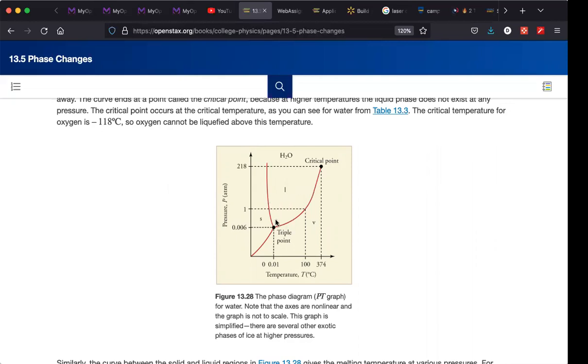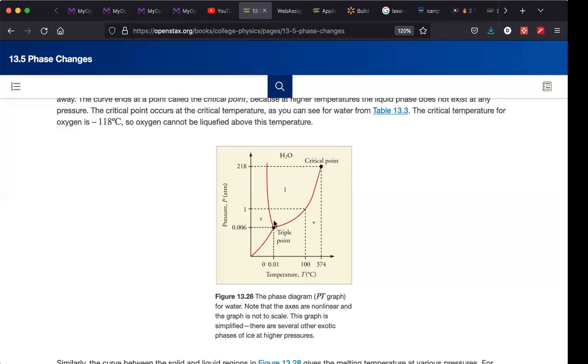But there's this point here where they all meet. And at this point, if you can reach this pressure, which is 0.006 atmospheres, and this temperature, which is 0.01 Celsius, you can actually have liquid, solid, and vapor all at the same time. In other words, you could have a glass with ice floating in it, and it'd be boiling water. You'd have a glass of liquid water that is boiling and has ice floating in it, if you're at 0.006 atmospheres and 0.01 degrees Celsius. So that's kind of interesting.